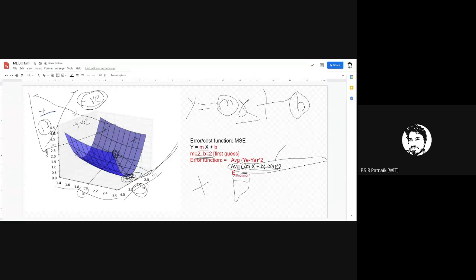But in our case, what is our objective? Is our objective to move to the highest point on this surface or to the lowest point on the surface? Let me know in the chat window. What is our objective in this? I need to move to the lowest point here. So now if I want to move to the lowest point, what should I do? Should I add the slope or subtract the slope?